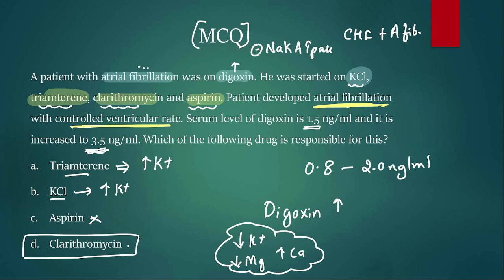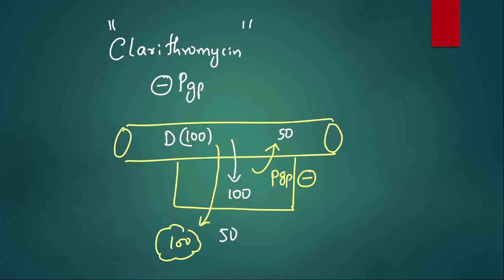Okay, the heart rate would have come down. There is atrial fibrillation or flutter. So the answer is clarithromycin. Now tell me, what is the drug of choice for these two conditions?